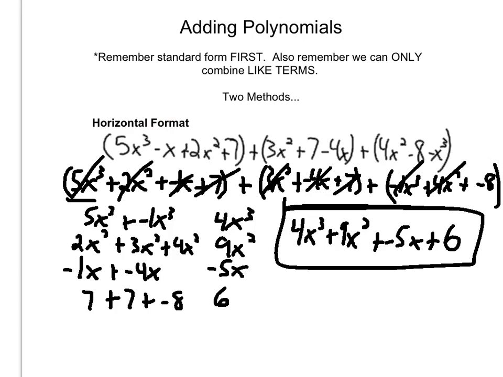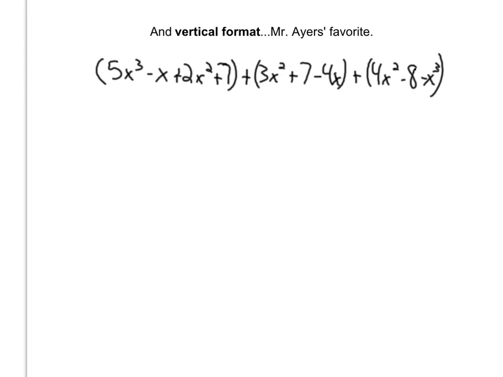So that's the horizontal format, which is fine and dandy. But I'm going to show you another format called the vertical format, which is my favorite because I kind of have OCD and like things to be nice and orderly. So I'll show you that one next. For the vertical format, we're going to take all of these and put them in standard form and just arrange them in columns and add them.